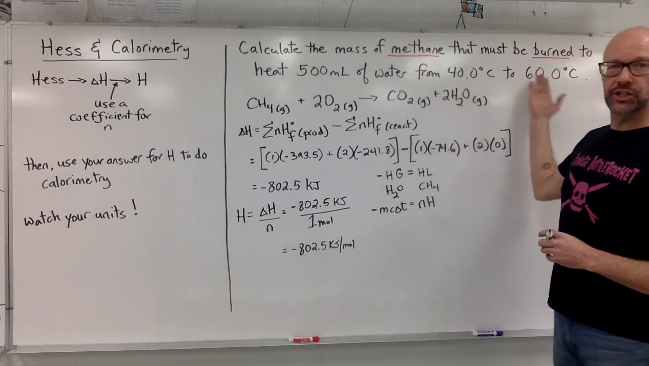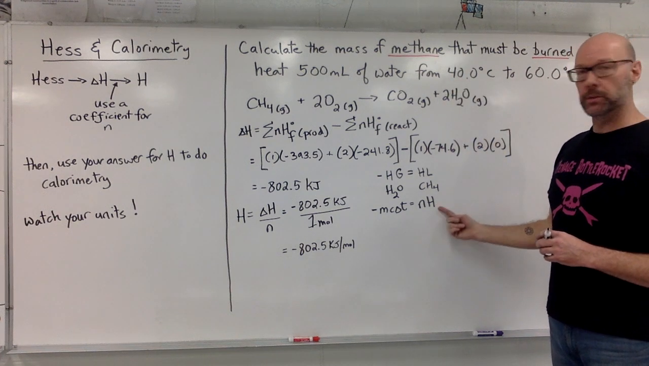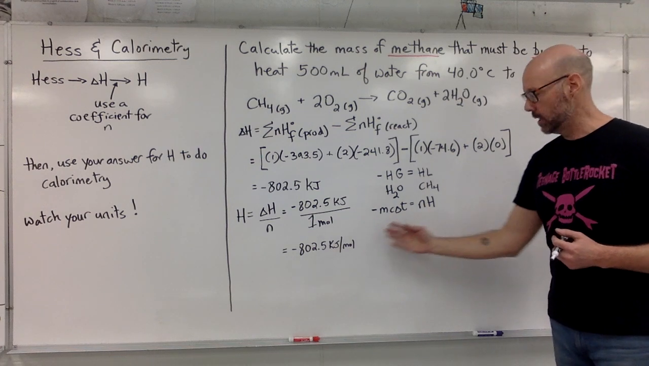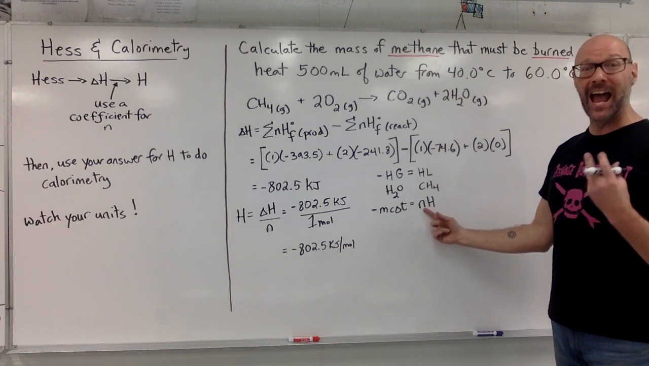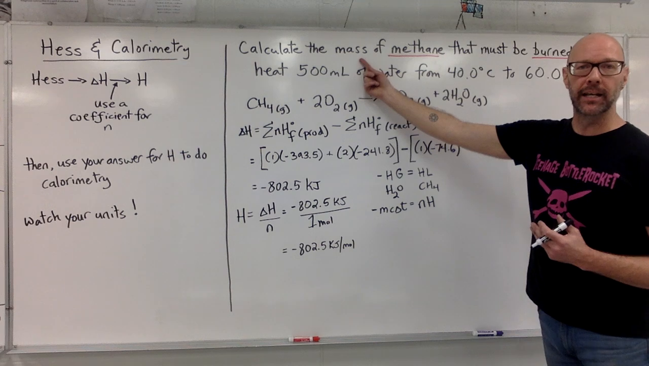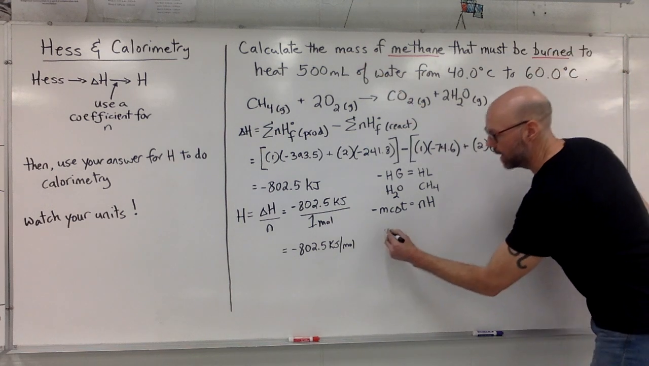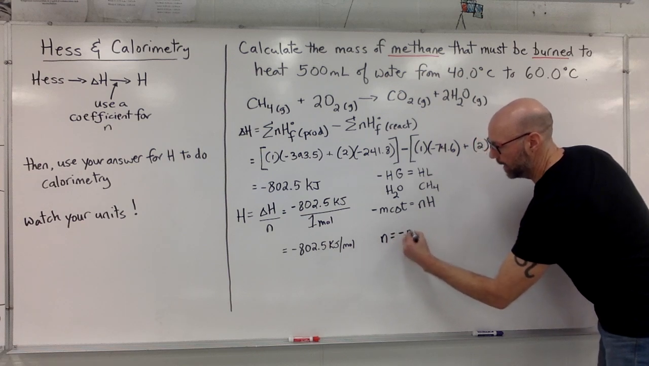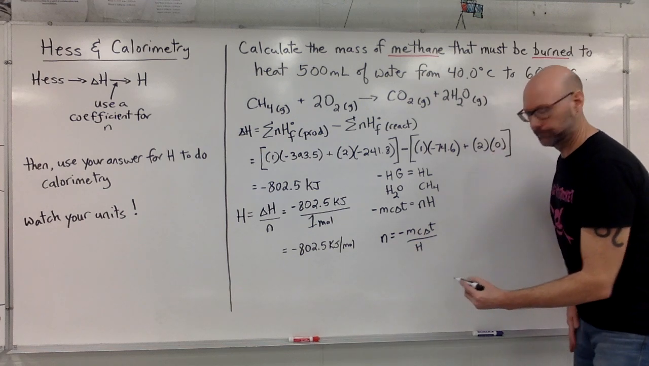Our temperature change is here. This H is the molar enthalpy of combustion for the methane. It's our answer. The moles right here is the mass over the molar mass. We're going to actually have to solve for n and then convert it into the mass afterwards. Okay, so here we go. n is going to be negative mc delta T over H.